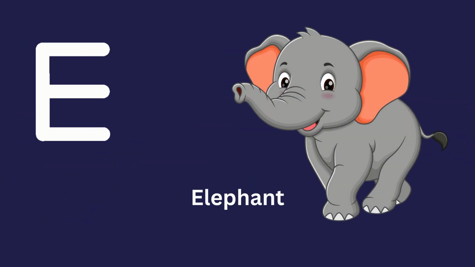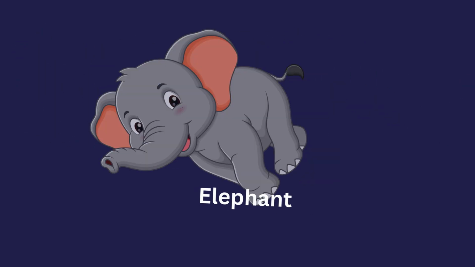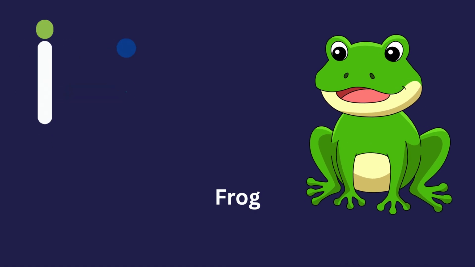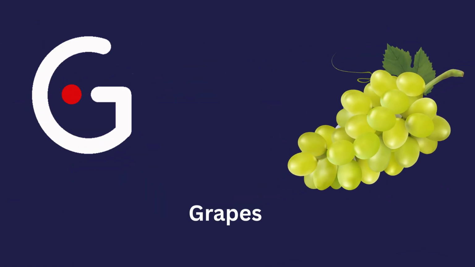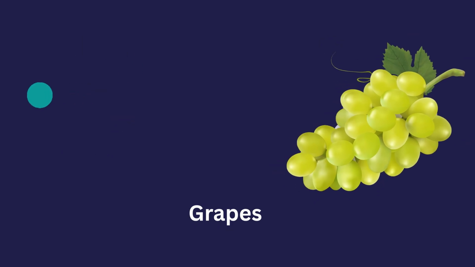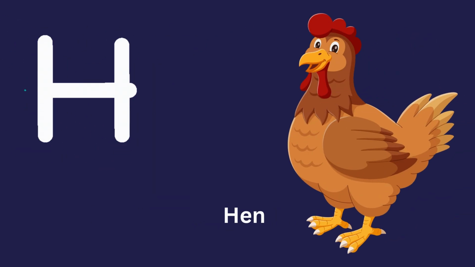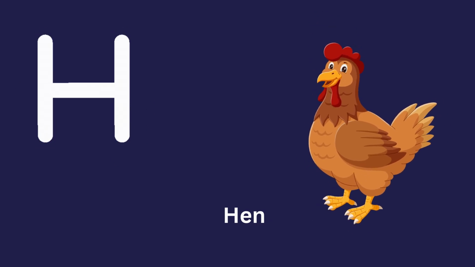E is for elephant. F is for frog. G is for grapes. H is for hand.